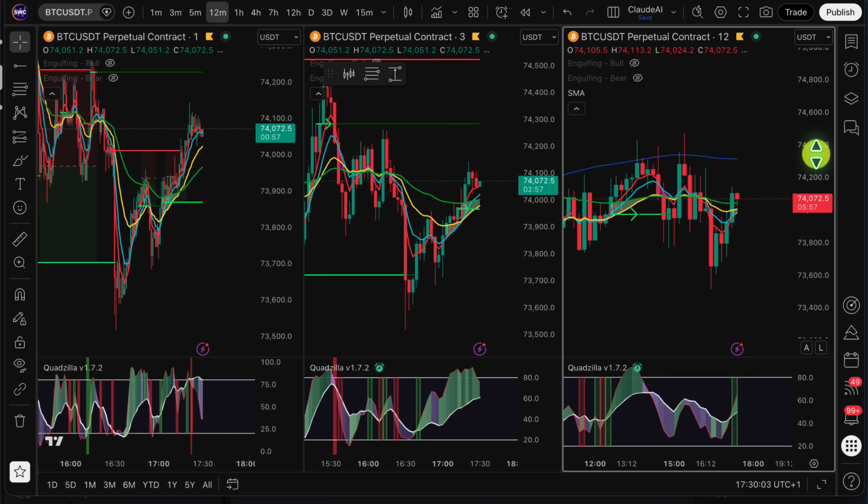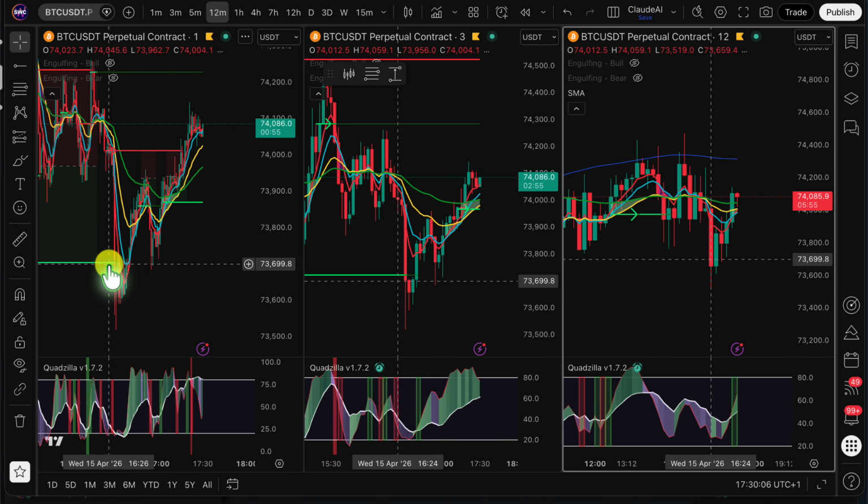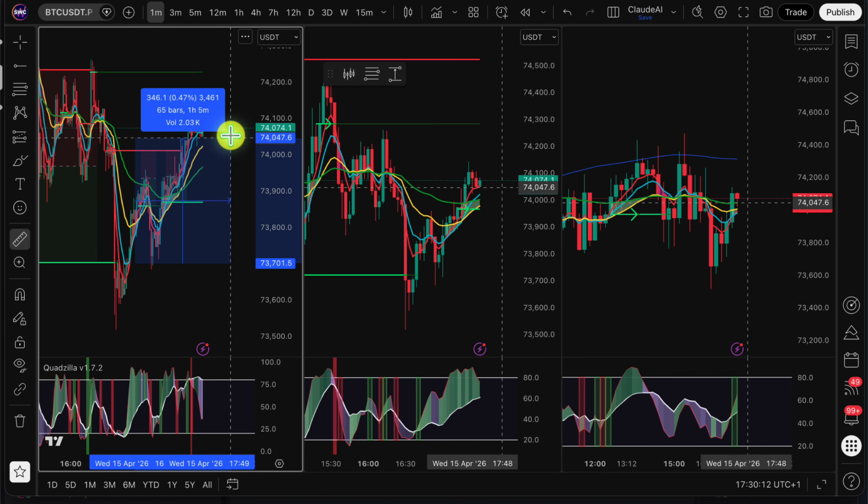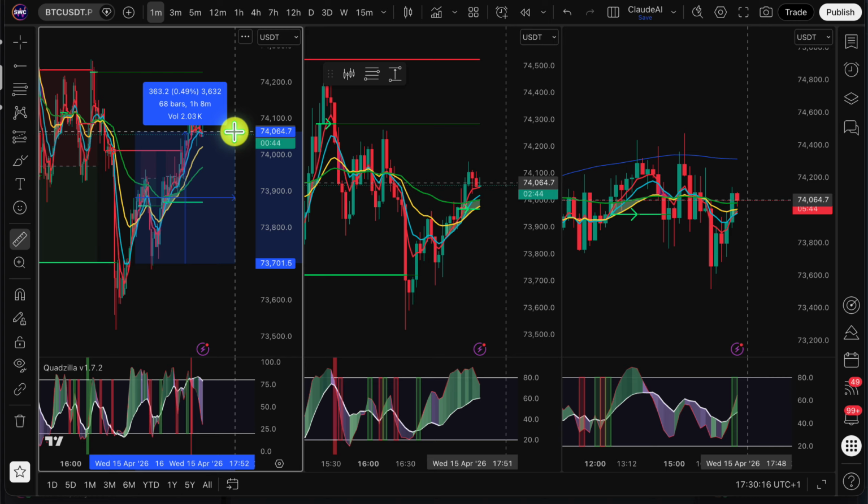And just for the record, if you'd have taken that long at the price I was talking about, 73,700, you would now be up 0.5%. I normally do stuff on 10x leverage, so that would have been 5% you could have made in the past half hour. It's good, isn't it?